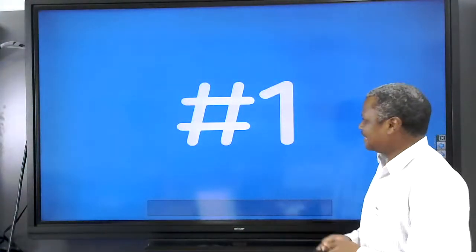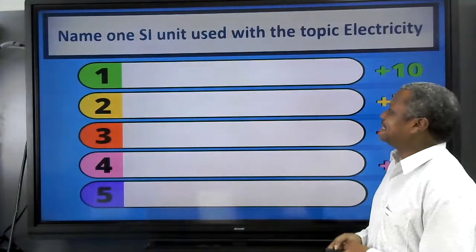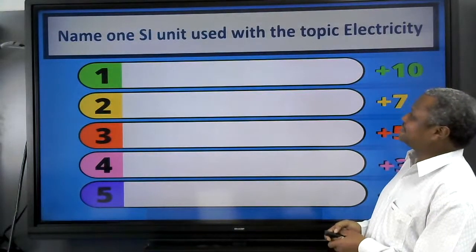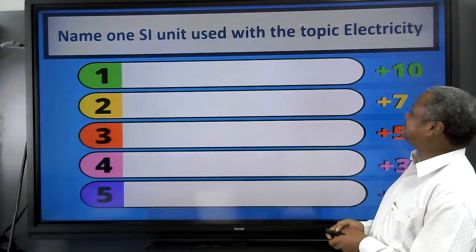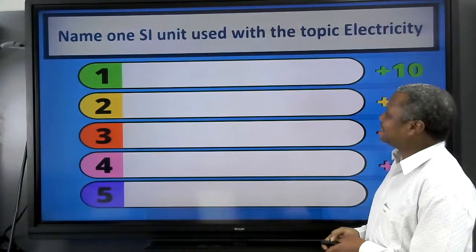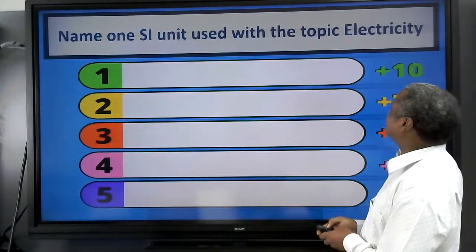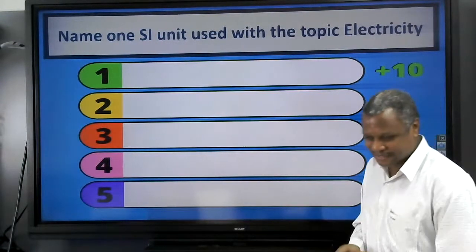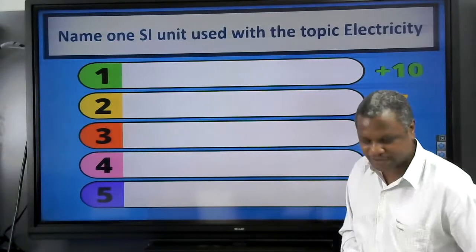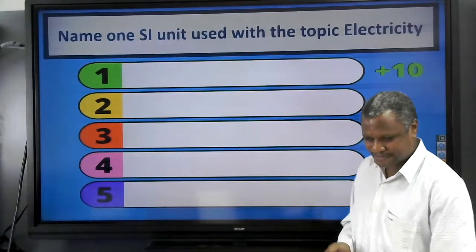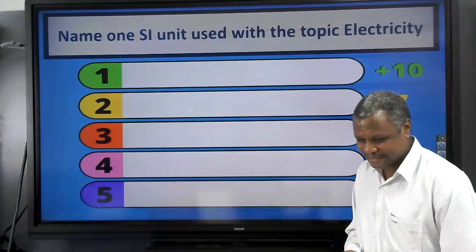It's a review quiz. Now, question number one. Name one SI unit used with the topic electricity. You can write your answer in the comment section. One unit that is used with electricity.